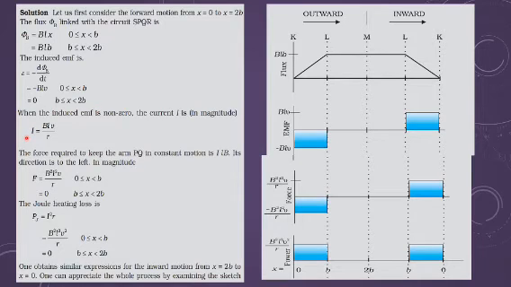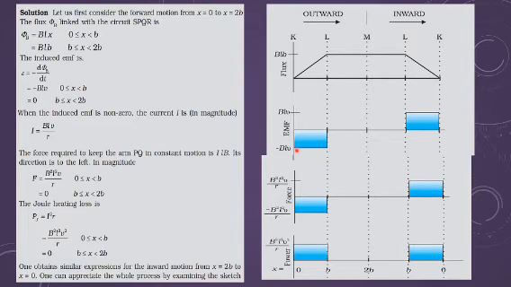And here the current also you can find, and power you can write as B square L square v square upon R, and the heat loss also you can write. So these all expressions we have already discussed. Now you have to simply do the graph. From 0 to b, the flux is changing, increasing when you are moving it outward.